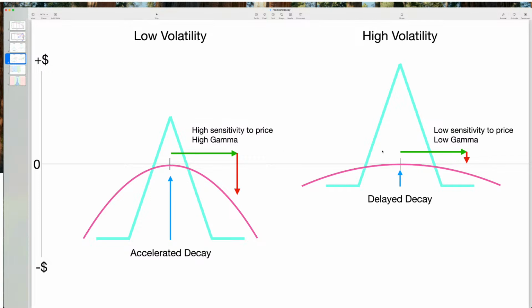And in high volatility, it's exactly the opposite. We have a very flat P&L curve, real-time P&L curve, and so our gamma is extremely low. The sensitivity of price is very low. So these two things are really the reason why we adjust our exposure to that volatility. In low volatility, that requires us to go to narrower flies.